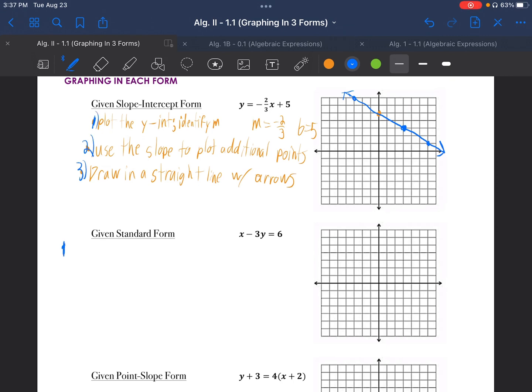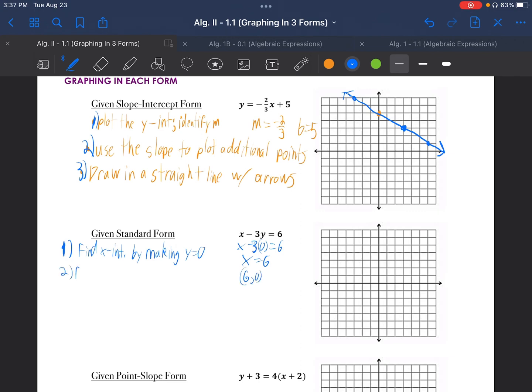So we'll do the same thing here. 1 is going to be finding the x-intercept, which once again, you do by making y equal 0, or by putting 0 in for y, if that would be better. So I can go ahead and work on that. x minus 3 times 0 equals 6. So 3 times 0 is 0. So x equals 6. So the x-intercept is (6, 0).